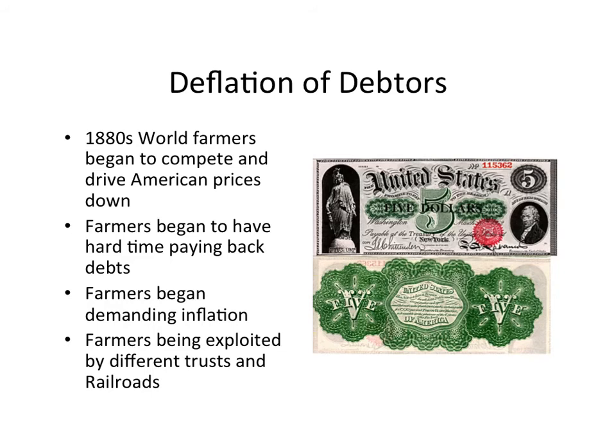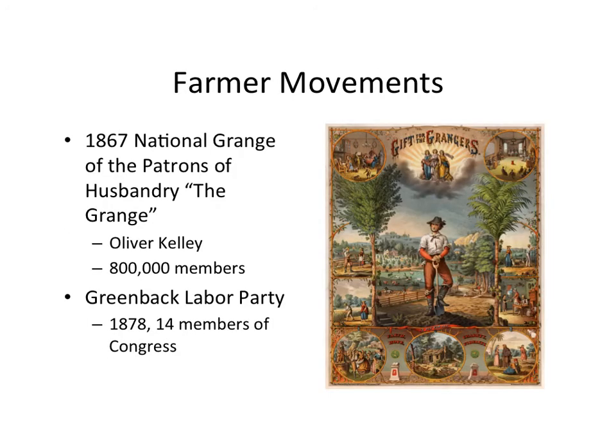So again, we were having this conversation about soft money versus hard money. The farmers began saying that the answer to their problems would be to create inflation. The farmers were being exploited by different trusts and railroads, and on top of all that, they felt like everybody was out to get them, that the government wasn't protecting them or helping them against the railroads and other trusts. So we'll begin to see some farmer movements.